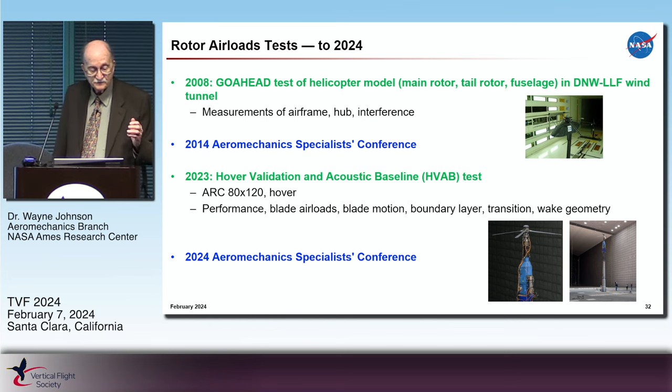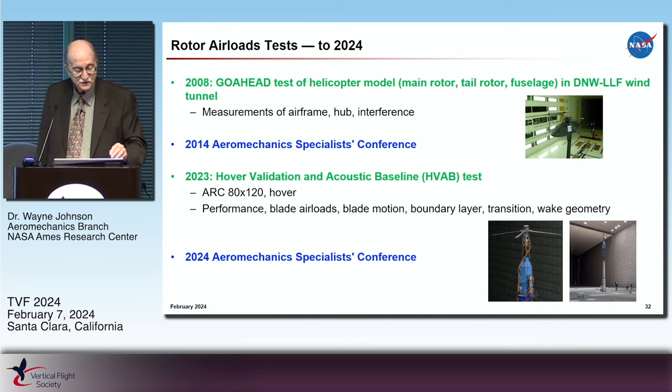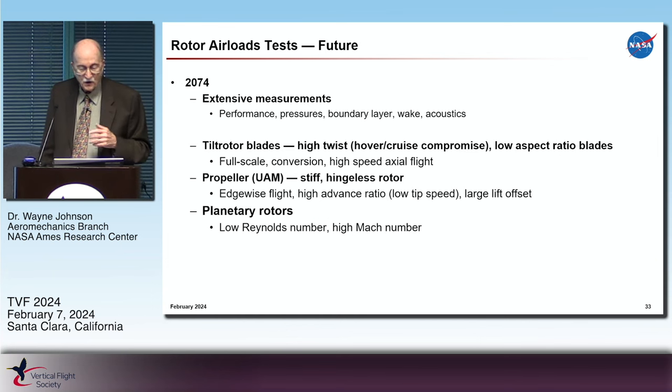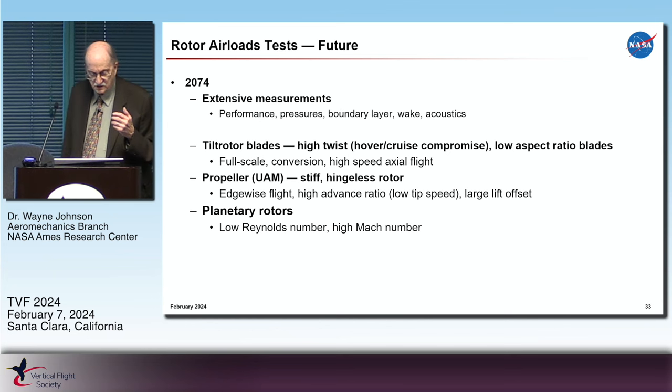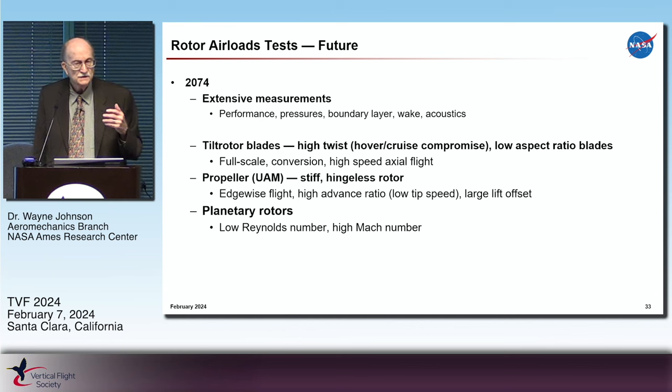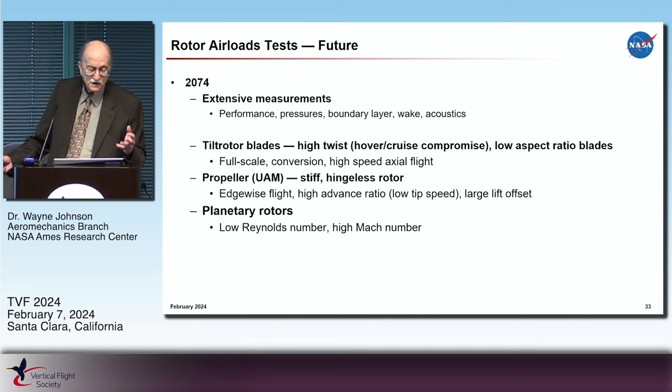So what do we have now? What do I expect to see in the future? Well, I do expect that we will continue to get more and more detailed measurements. So not just pressures, but boundary layer, wakes, acoustics. There are more configurations that could use this data in order to substantiate our tools. Tiltrotors, we don't have small scale, we don't have conversion, we don't have high speed axial. Tiltrotors are unique because of the high twist, low aspect ratio blades.